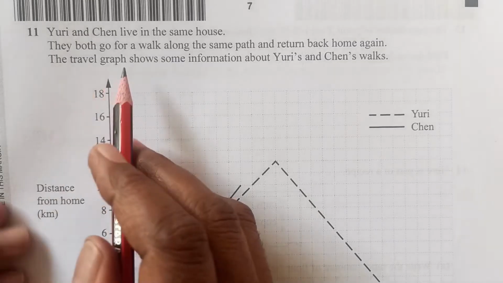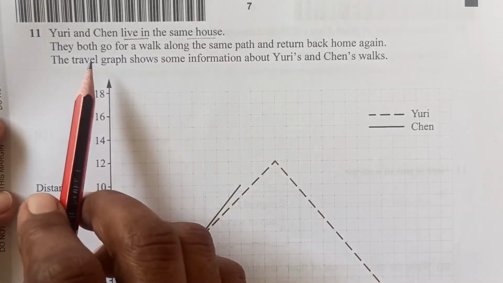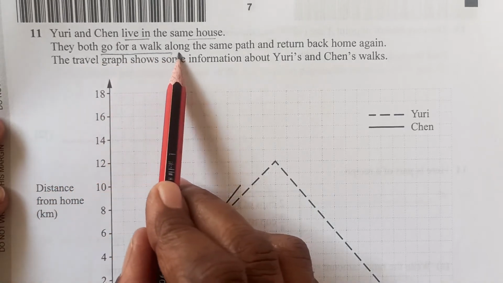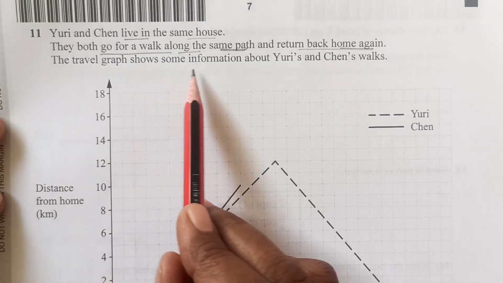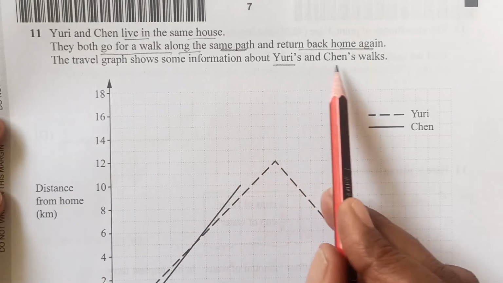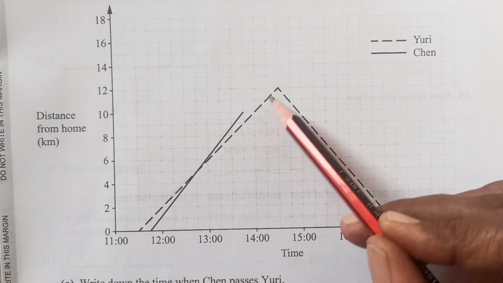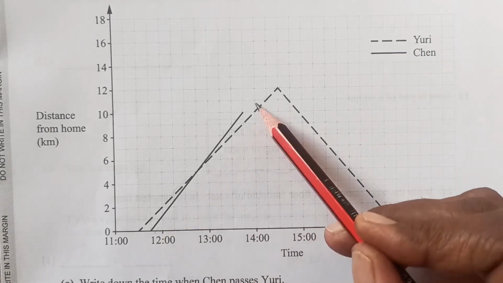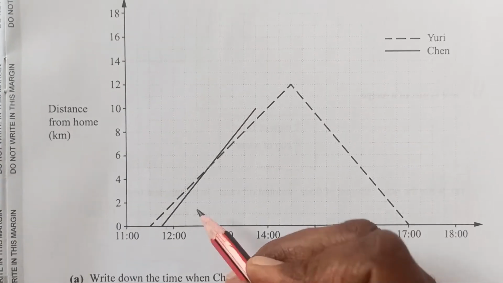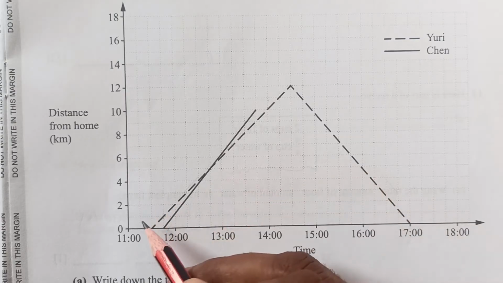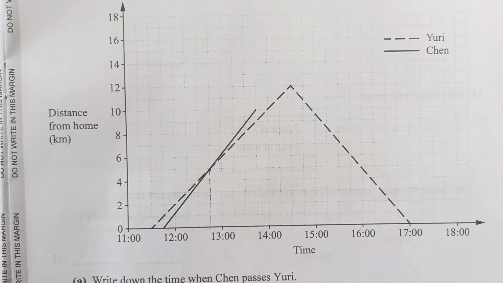Question 11. Yuri and Chen live in the same house. They both go for a walk along the same path and return back home again. The travel graph shows some information about Yuri's and Chen's walk. Yuri is the dotted line here, and Chen is this line here. Write down the time when Chen passes Yuri. They meet at this point, they cross each other here. So going down there, we are looking for the time.